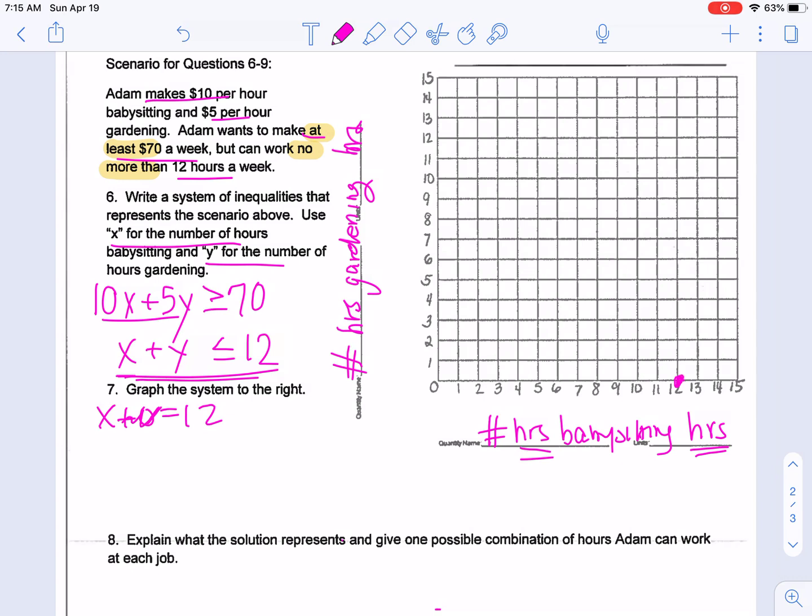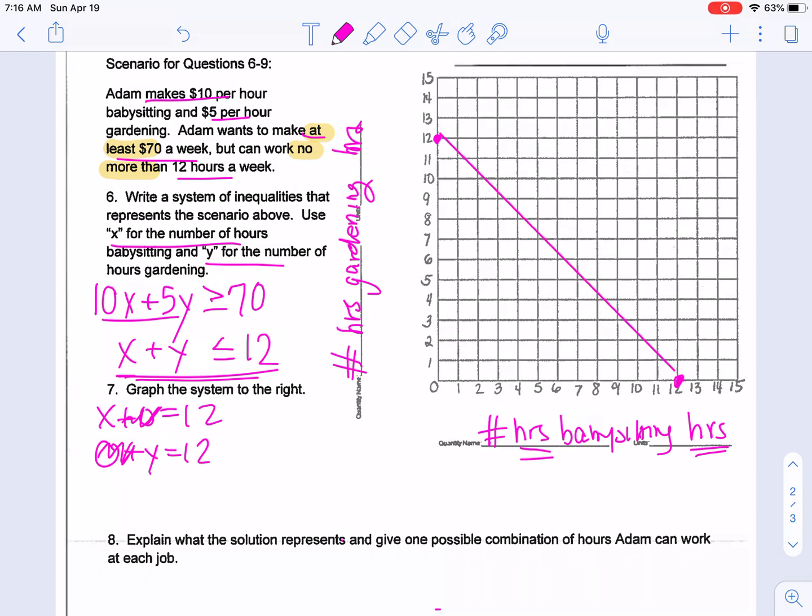Well, let's find the y-intercept, which means I'm going to plug 0 in for x. And again, I'm going to make it an equal symbol because it's an exact value. That goes away. So what's the y-intercept? 12. Because, of course, he can work 12 hours and work no more, right? That's the maximum he can work. So since it's equal to, we are going to draw the line.